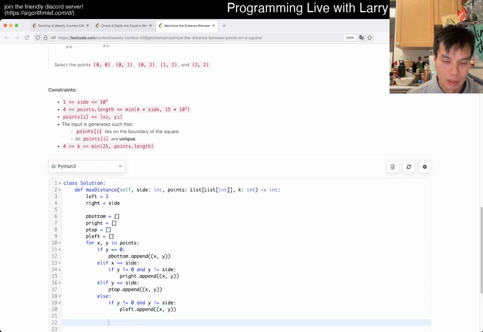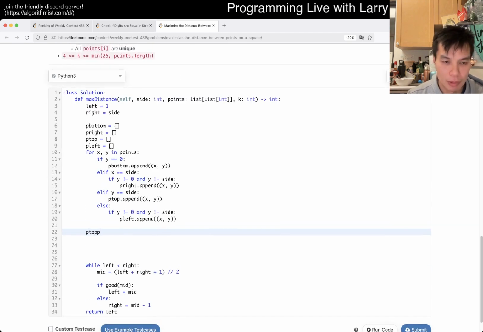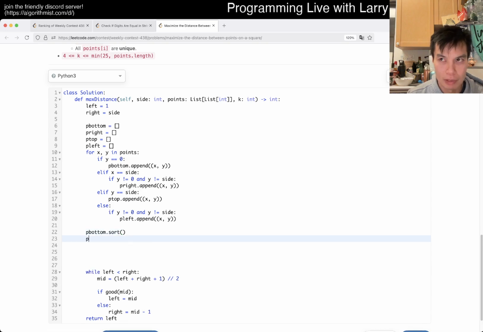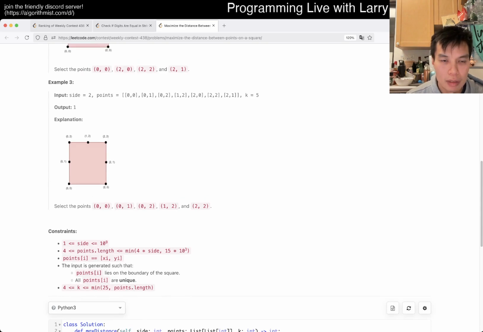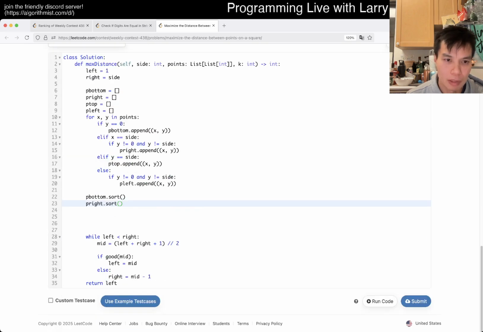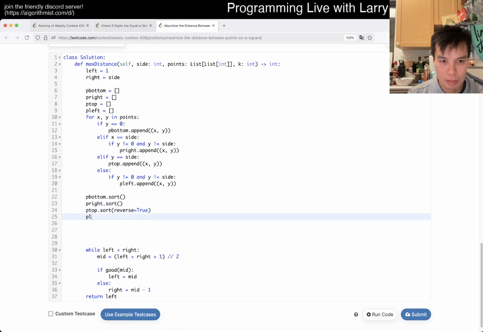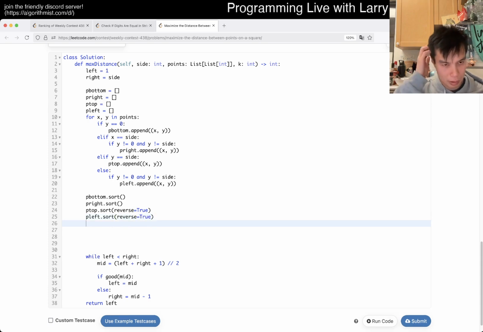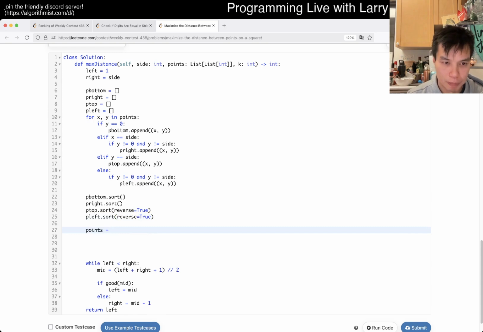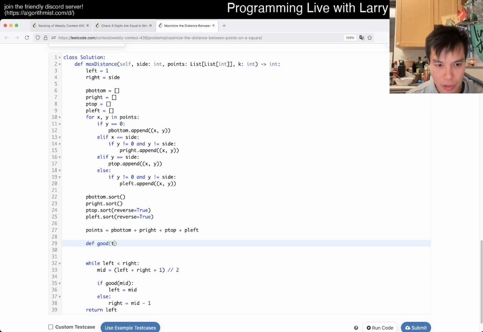Right, okay, and then now we just have to sort. Bottom sorting is straightforward. The right, we want to sort by, all the x's are the same, so sort is p top, we want to sort by reverse is true, and p left reverse is true, and then it is just points is equal to that. Okay, so then now we have a good function, we have a target.